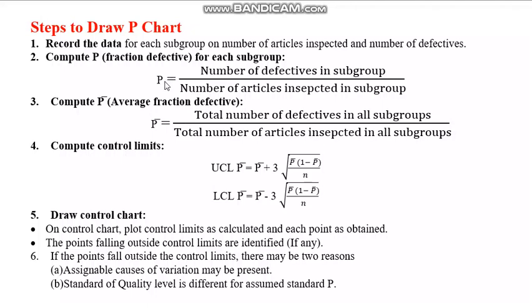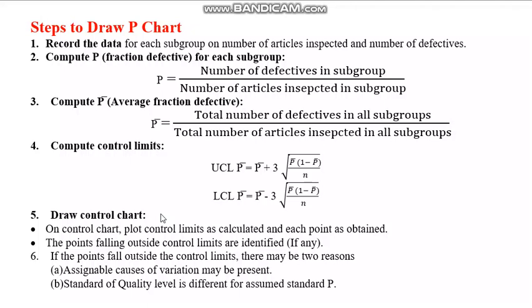You will be getting a number of p's depending upon how many subgroups there are. So every time you get a p, you will be marking one point. On the x-axis you will have the number of the subgroups, that means first group, second group, third group, like that. And whatever p is coming, you put it on the y-axis, and you will be getting points. Like that you draw the control chart.